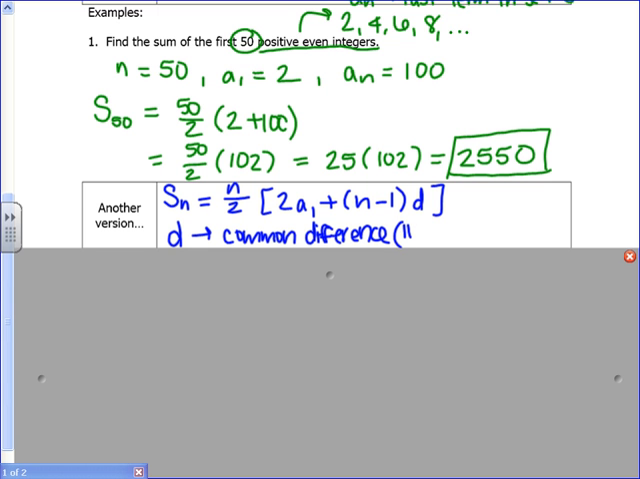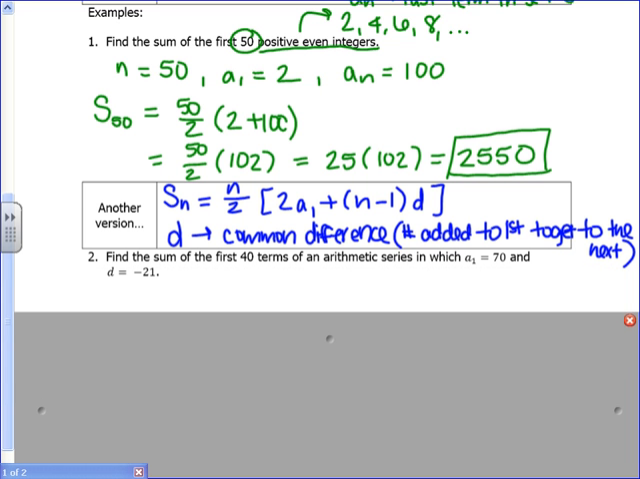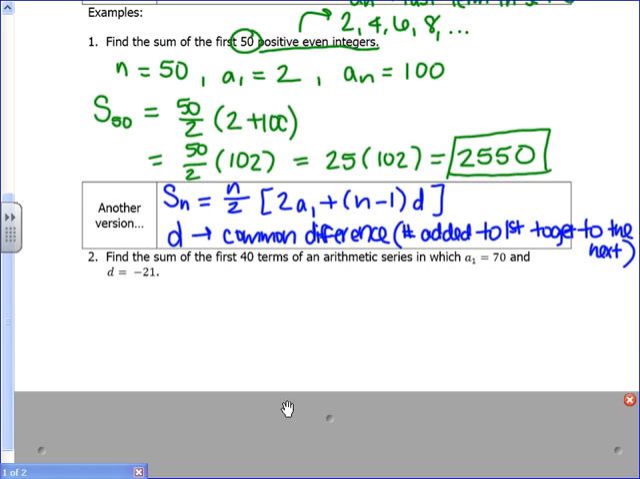Basically, what number is added to the first to get to the next? How do we get from one number to the next? Okay, so our common difference. You can think about d as standing for difference. How do you get from one number to the next? So let's take a look at this next example.